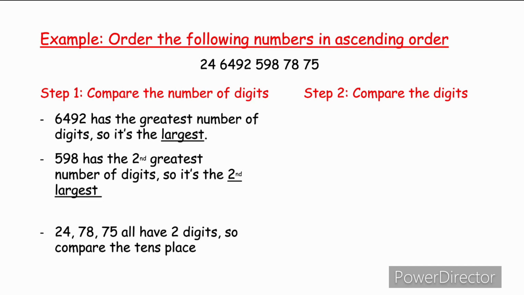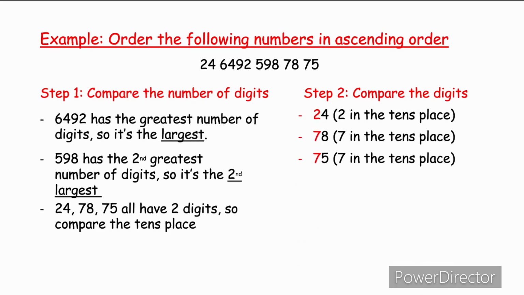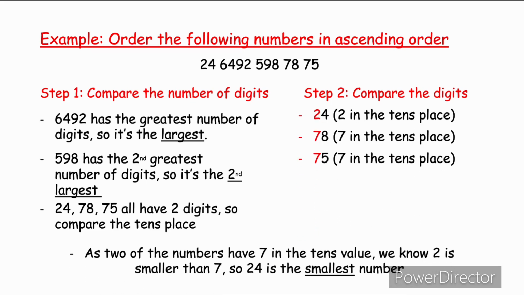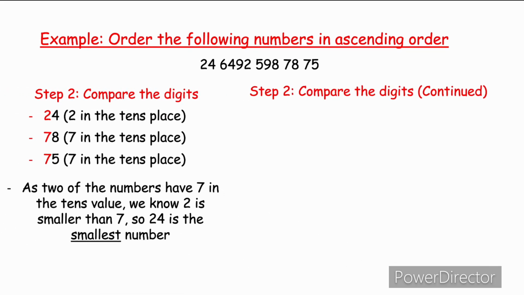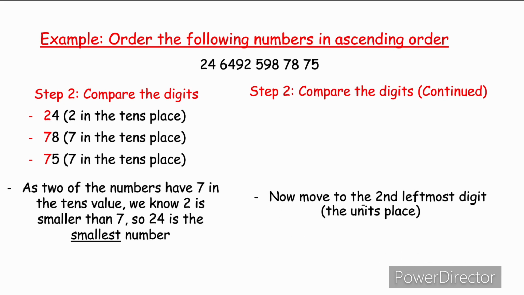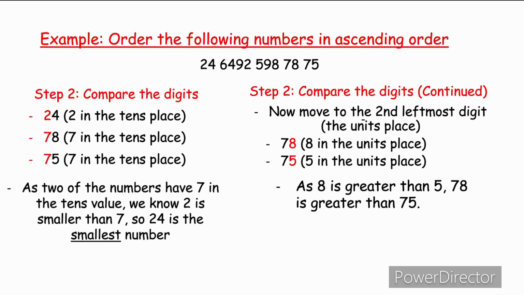However, 24, 78, and 75 all have 2 digits, so we compare them, starting from the leftmost digit, which in this case is the tens value. As seen here, 2 is the smallest digit in the tens place, so it is the smallest number, but 78 and 75 both have the same number in the tens place, 7, so we move on to the next place value to the right, the units. Now, by comparing the units place, we can see that 78 is greater than 75, as 8 is greater than 5 in the units place.